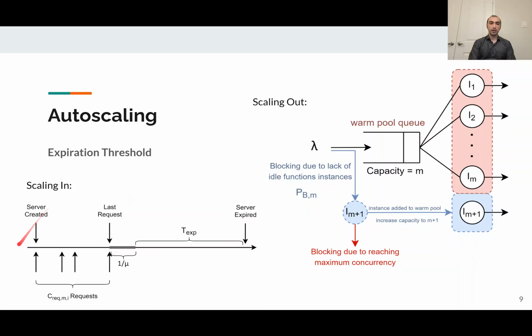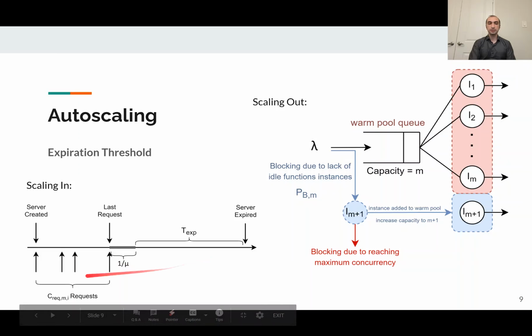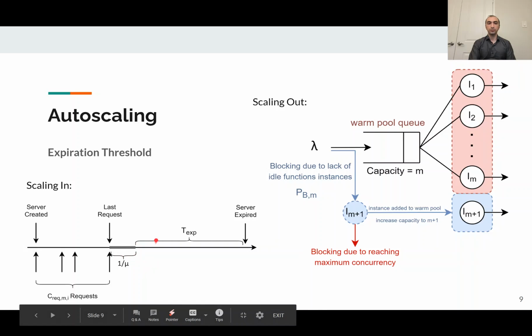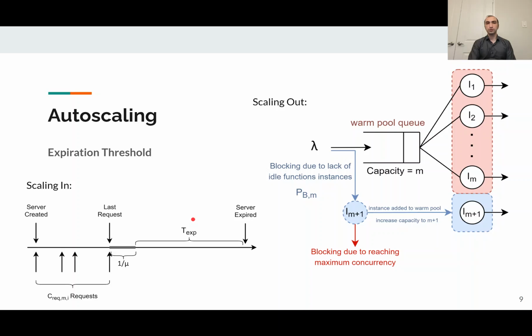For scaling in, we have to take a look at the life cycle of one function instance. A function instance is created, it processes some requests, and then after processing its last request is done, which usually takes about 1/mu, it will be kept warm for some time, which we call the expiration threshold. And afterwards it will be expired and terminated, and the resources that it is consuming will be released by the serverless provider.